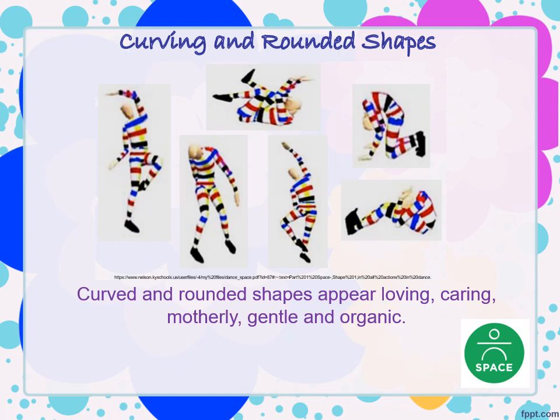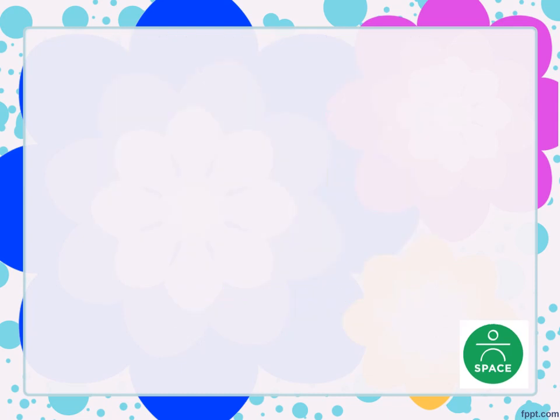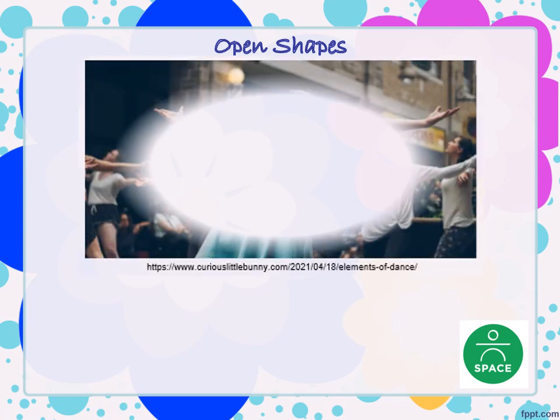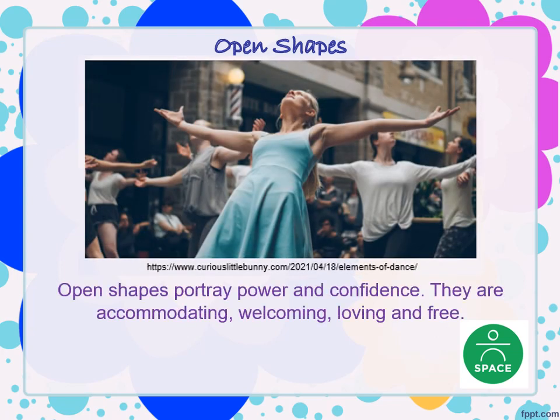Curved and rounded shapes appear loving, caring, motherly, gentle, and organic. The natural curve of the spine and the ability of the body to flex at varying degrees allow us to make softer, more curved shapes. Curved shapes and actions can communicate a range of emotions to an audience. Open shapes. Open shapes portray power, confidence, and they are accommodating, welcoming, loving, and free.